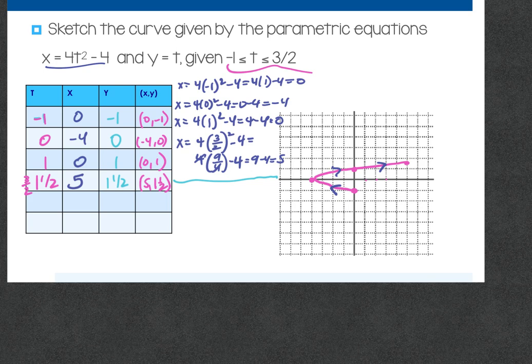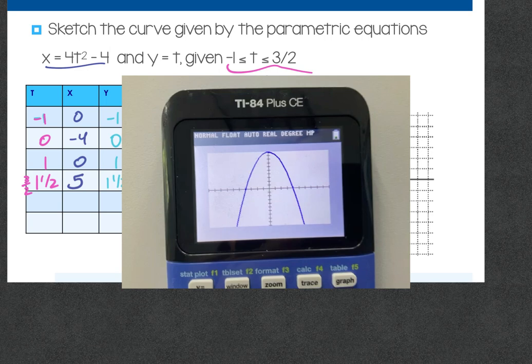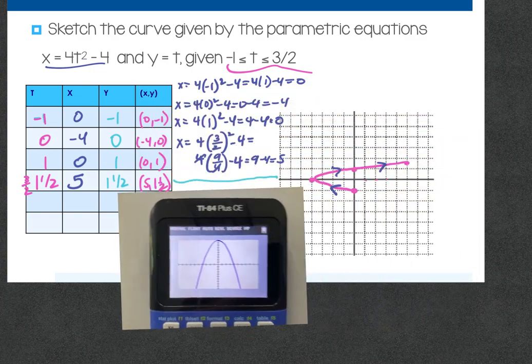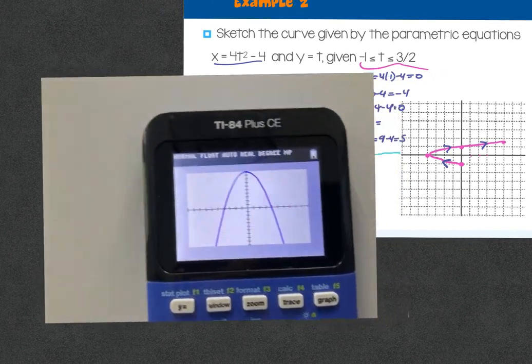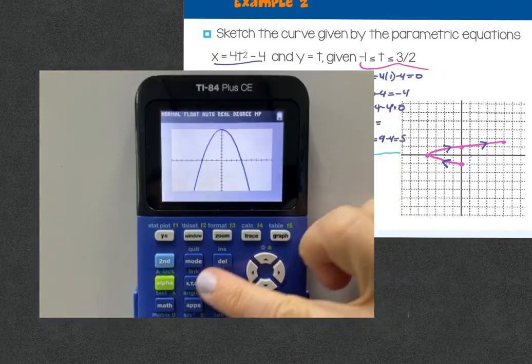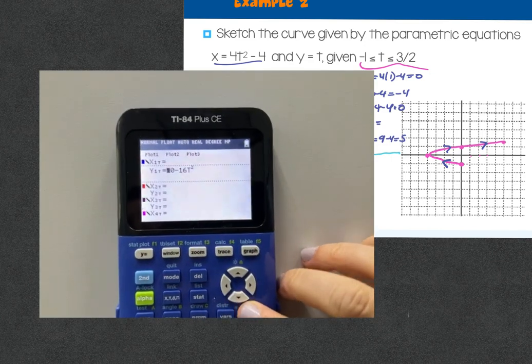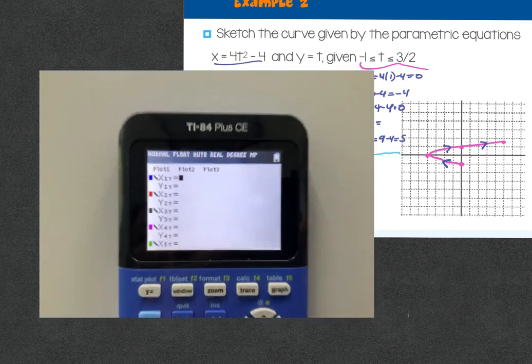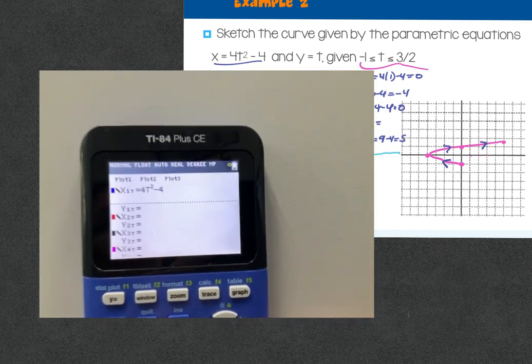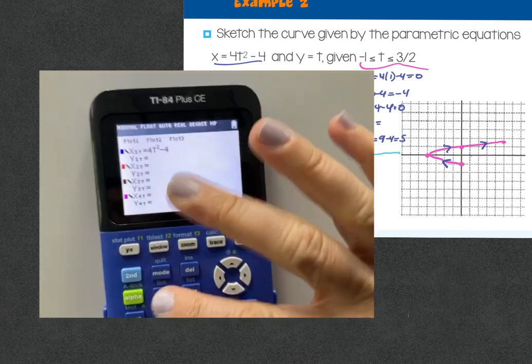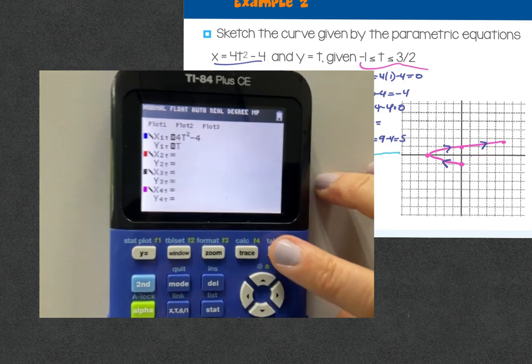Questions so far? Okay, so now we're going to graph it on the graphing utility so you can see the difference. I'm going to plug in the same formulas so we can compare them. So I'm going to go back to my y equals and clear out what's there. The very first one was 4t squared minus 4. And then the y equals is t. And I hit graph.